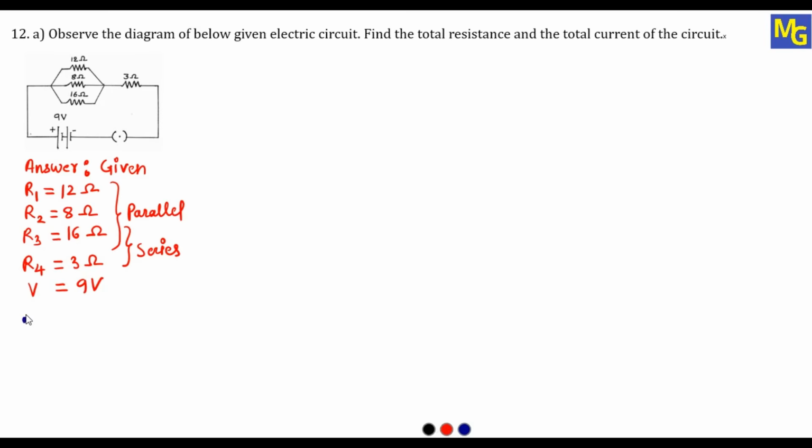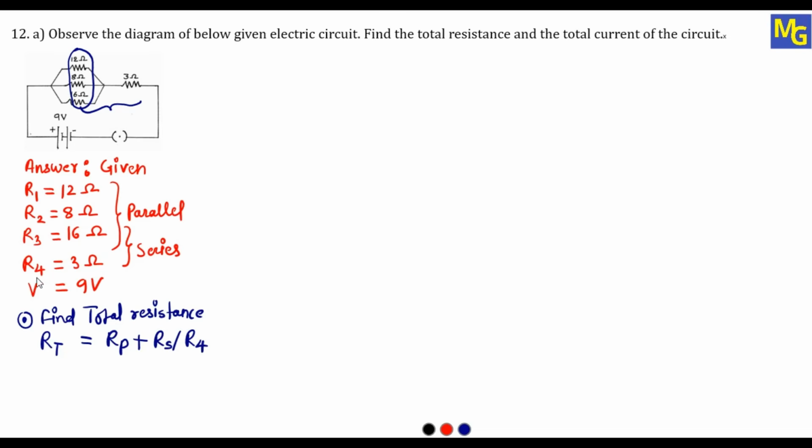First we will find out total resistance. To find this total resistance, as I told, first we have to find out the effective resistance for these three which are in parallel, and then for these two which are in series. The formula is RT, total resistance, is equals to RP, that is effective resistance in parallel, plus another resistance, RS, or I can write it as R4 because here I have labeled it as R4.